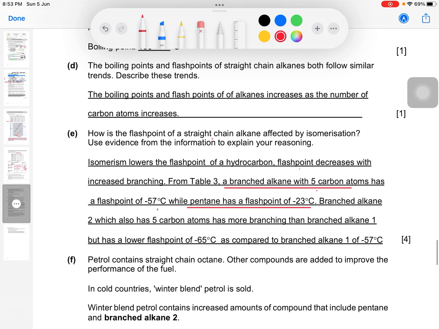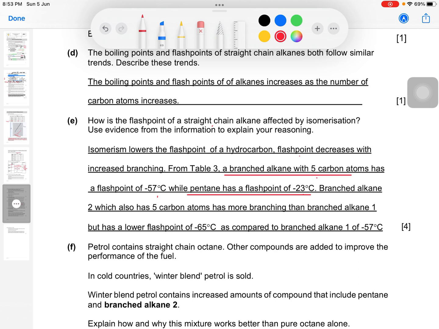This is a 4-mark question, so it is important that you use data to quote. Branch alkane 2, which also has 5 carbon atoms, has more branching than branch alkane 1. Because of this, it has a lower flash point of minus 65 compared to alkane 1, which is minus 57. The most important point is that isomerism lowers the flash point of a hydrocarbon. Okay, F.